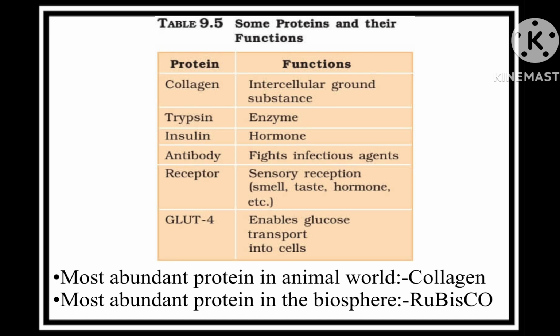And the third one is insulin, which regulates blood sugar level. As insulin is a hormone, I guess these are the very basic topics from the junior classes. Trypsin, insulin, we already know it. Okay, now the fourth one is antibody, which fights against infections. The fifth one is receptor. What kind of receptor? Sensory receptors, which act as smell, taste and hormones.